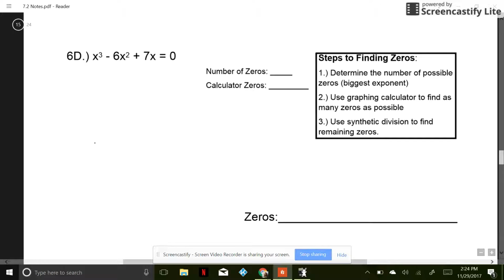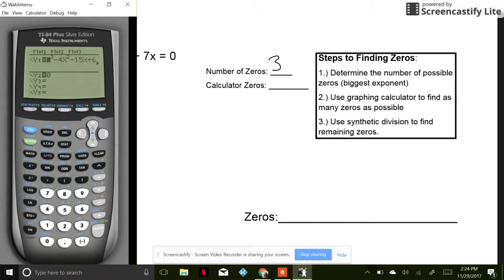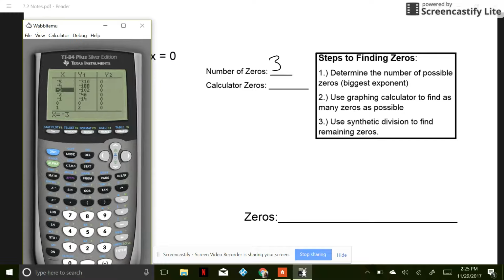Let's do another one. We're going to have 3 zeros. Let's plug it in. We've got x cubed minus 6x squared plus 7x equals 0. So again, I can see a factor of x I could factor out, so I know I'm going to have a 0 at 0. And there it is. Now the other ones don't look like they're at nice spots.